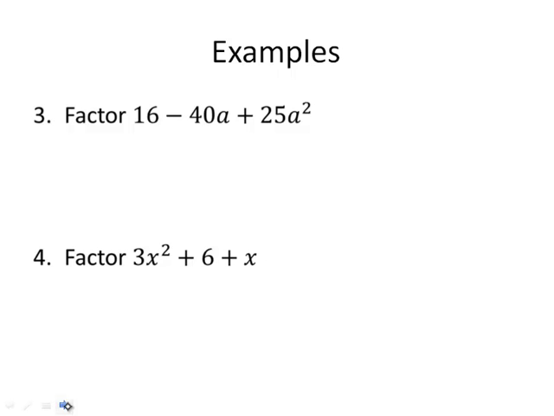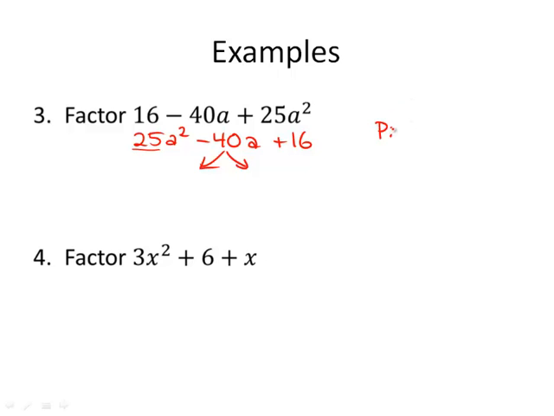Let's take a look at a couple more examples. Sometimes your trinomial is not given in order, in which case we want to put it in order. So let's put it in order: 25a squared, so decreasing exponential form, minus 40a plus 16. Now we can say that our leading coefficient is not 1, so we can't go directly into the brackets like in the previous lesson. We need to split the middle term and use decomposition.